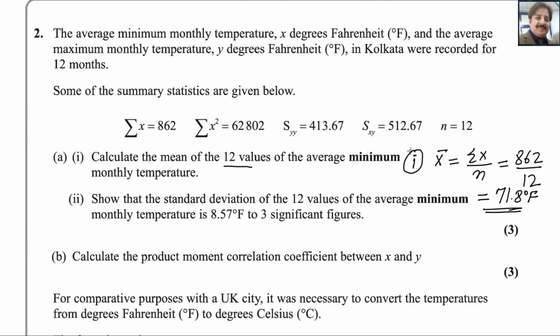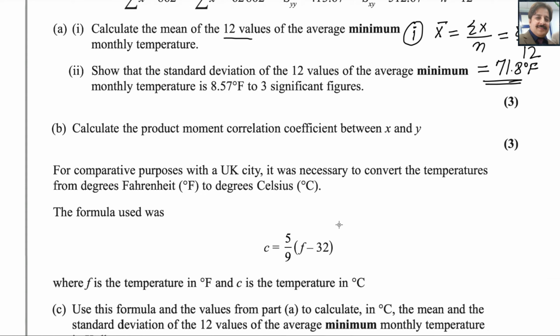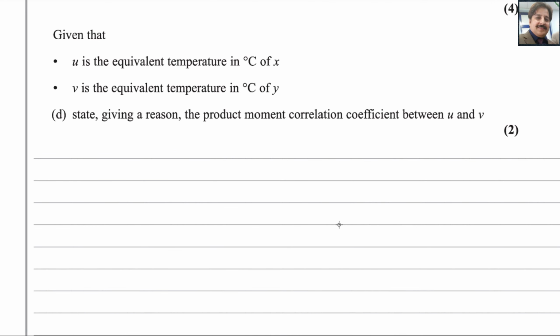Now for the second part: show that the standard deviation of the 12 values of average minimum monthly temperature is 8.57. We need to find that the standard deviation of this data equals 8.57 to three significant figures. Here is some space, let me write that. Question 1, second part. The first part is already done.